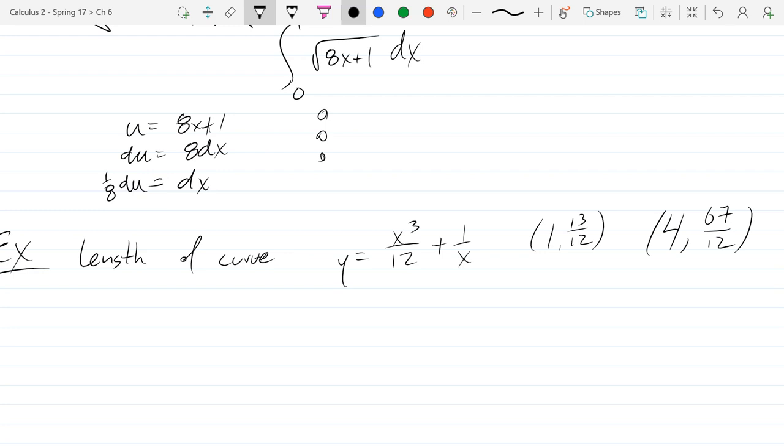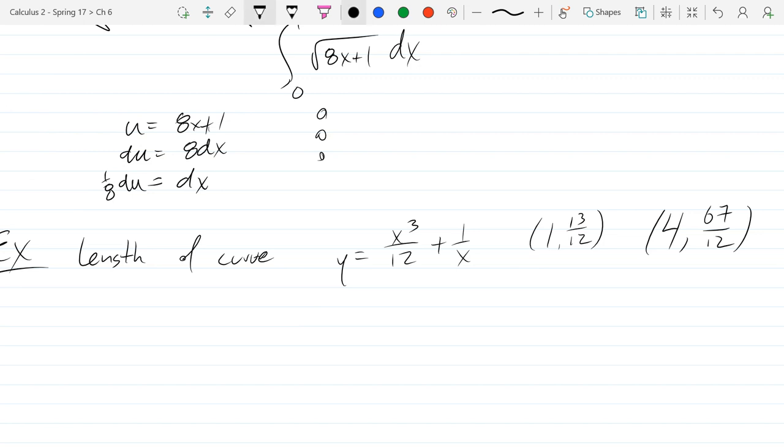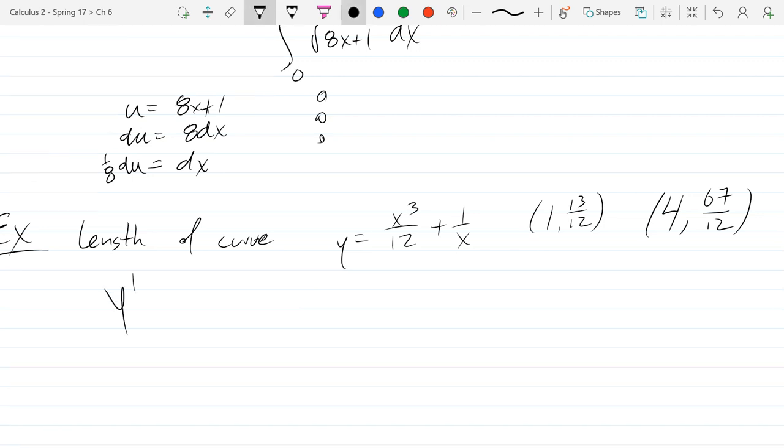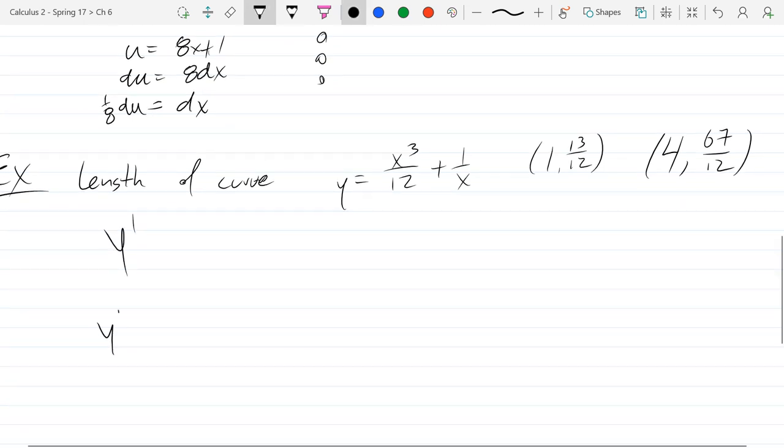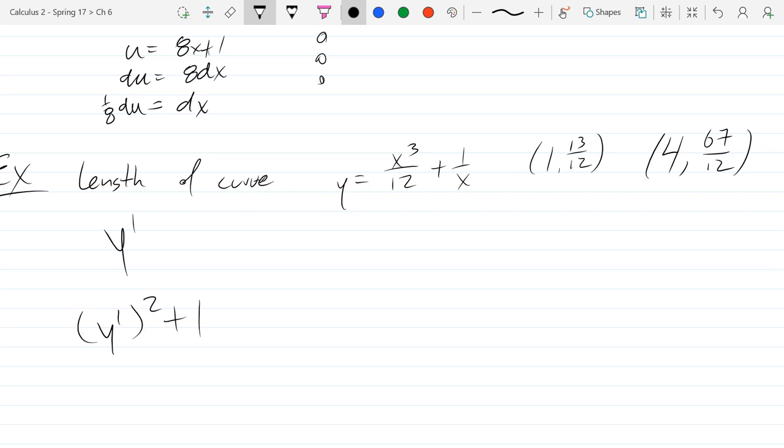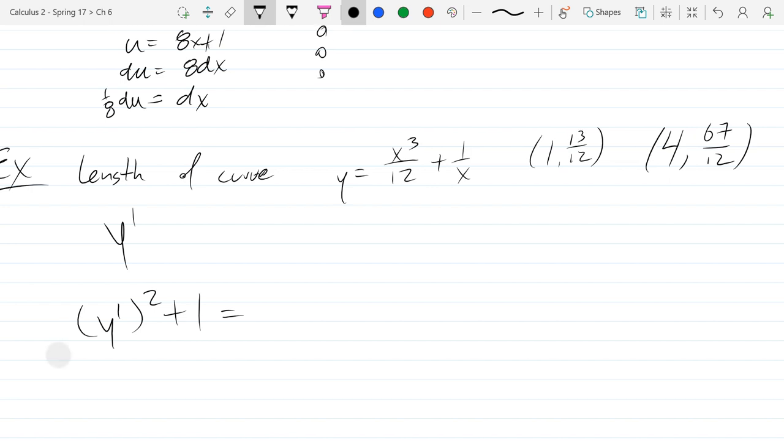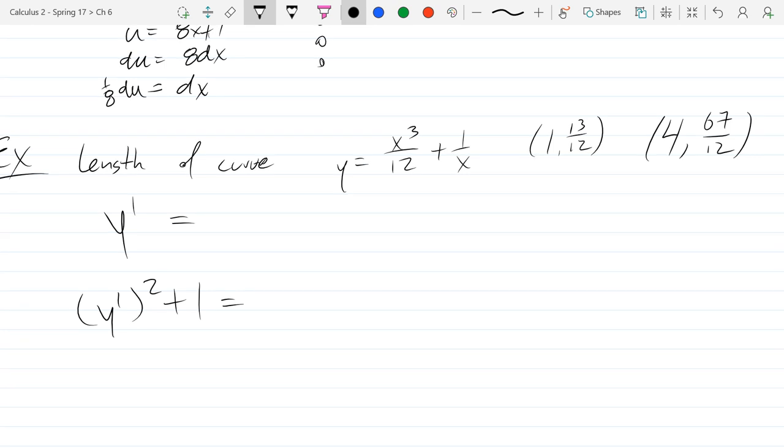All right, so I want you to find y prime and then y prime squared plus 1. So take the derivative first. This derivative won't be so easy. I mean, it's easy to compute, but then squaring it's going to be a bit of a pain. So this is where clever algebra is going to come into play. So your y prime is easy to find, relatively easy to find.